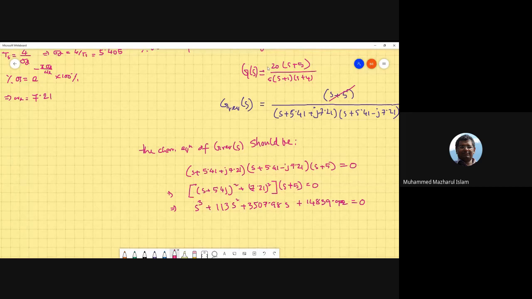Do you get my point? So the constant term would be 7.21 square into 5. That should be around 250, not more than 250. That's how I'm going. I was checking whether the numbers were right or wrong.